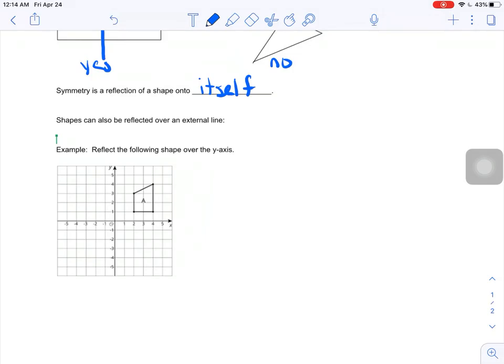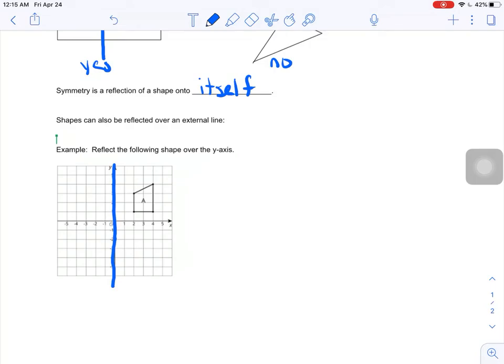So this one says, reflect the following shape over the y-axis. So I'm actually going to highlight the y-axis. The y-axis is right there, so that's kind of like our fold line. But notice that it's not running through the shape, so we're not going to be folding the shape onto itself.